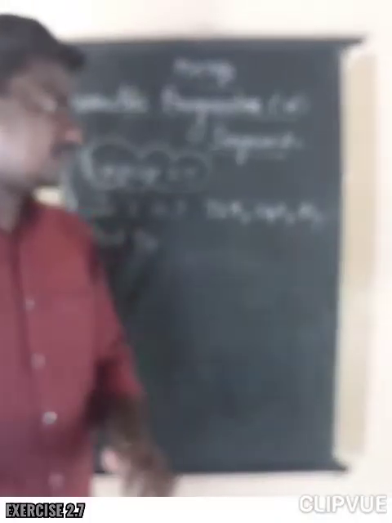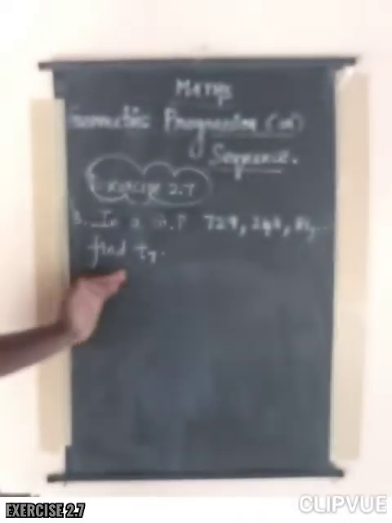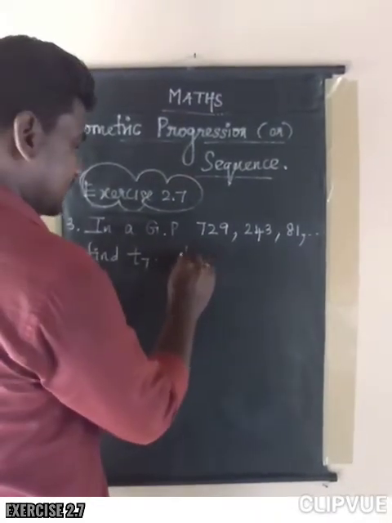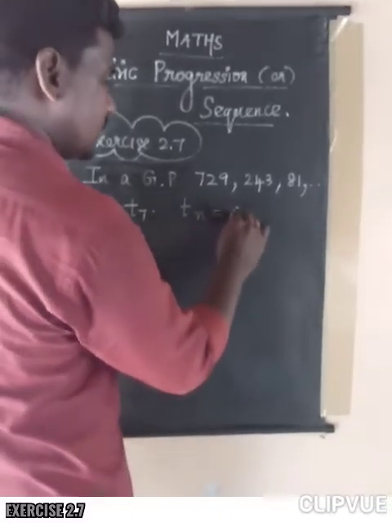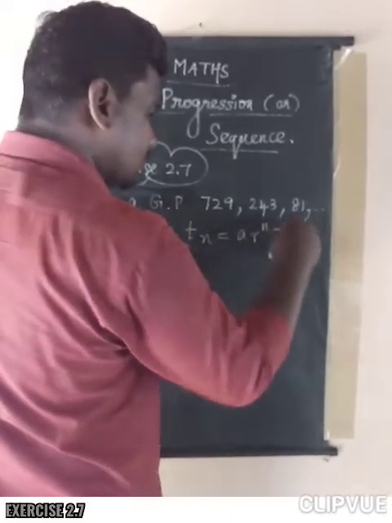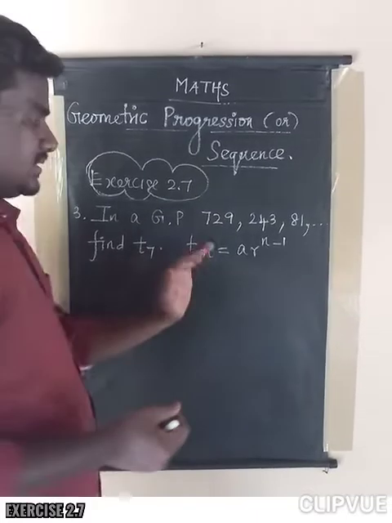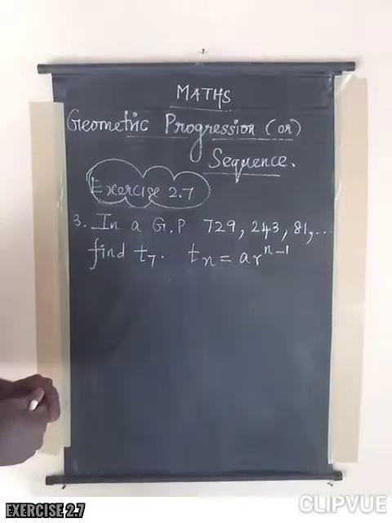GP 729, 243, 81, and so on. We are going to find the 7th term. We know the nth term formula, that is Tn is equal to AR power n minus 1. The nth term is equal to AR power n minus 1. This is the general term of the geometric sequence.